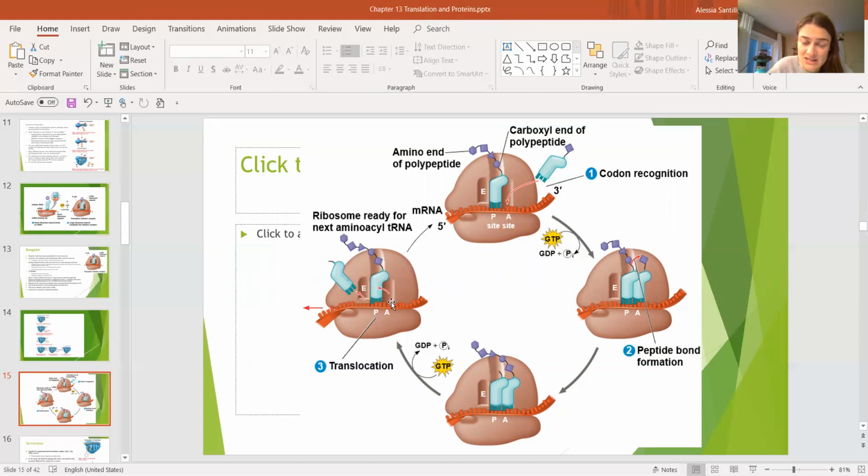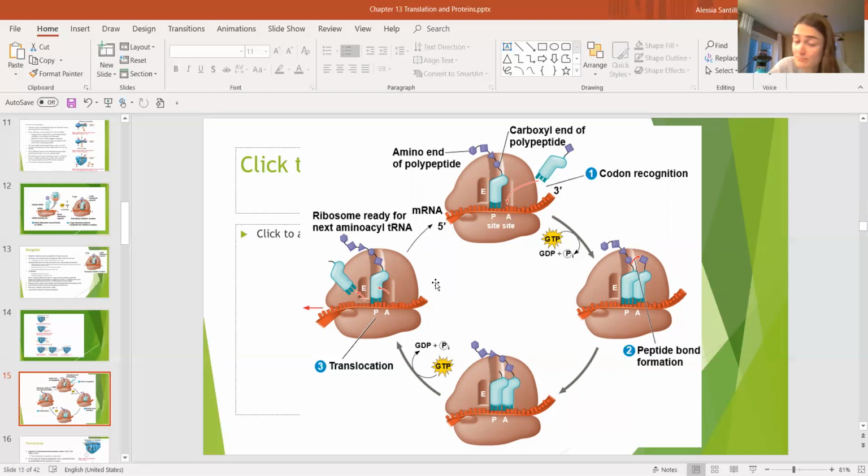Another tRNA goes in that's complementary to the codon exposed in the A site. The peptide bond gets made again, right? That's through the catalysis of the 23S rRNA. This whole chain gets added to that amino acid, and then we have translocation, everything nudges to the side so that a new codon can be read on the mRNA.